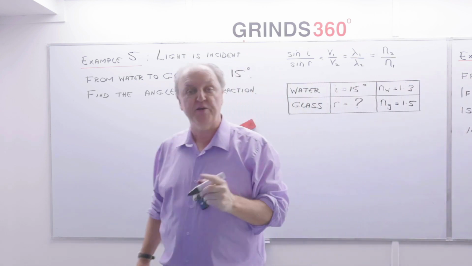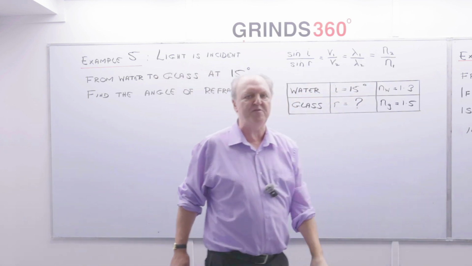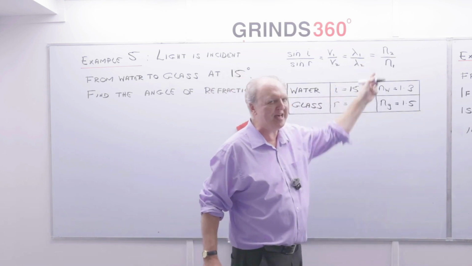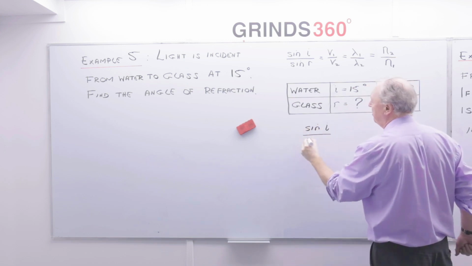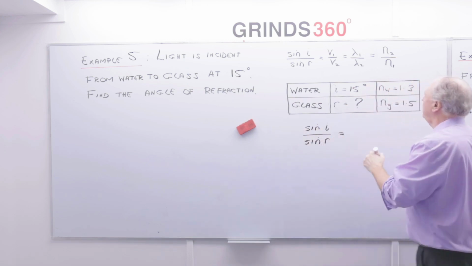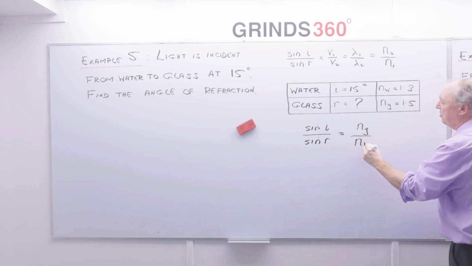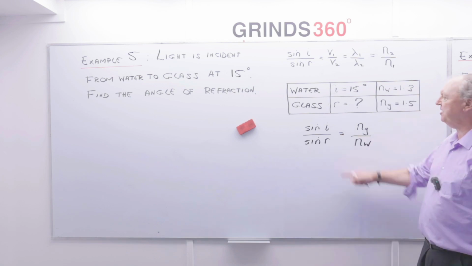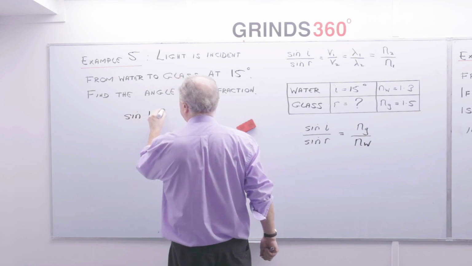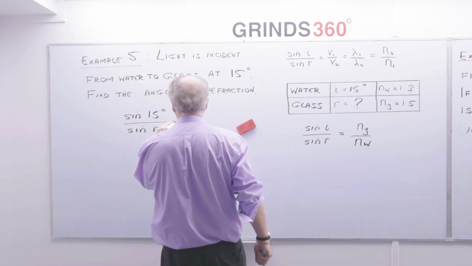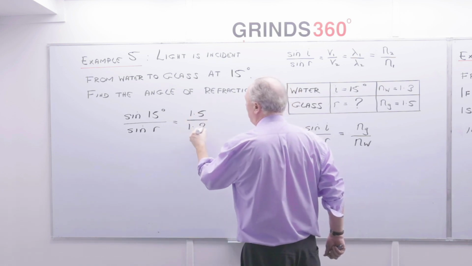So I'm going to use 2 parts of my 4-part formula. I'm going to use this part here involving the angles and the last part involving the refractive indices. But remember to always turn them upside down. So I've got sine I over sine R is equal to, turn them upside down, it's going to be NG divided by NW. So let me fill the numbers in. Sine I is sine 15 divided by sine R is equal to NG 1.5 divided by NW 1.3.